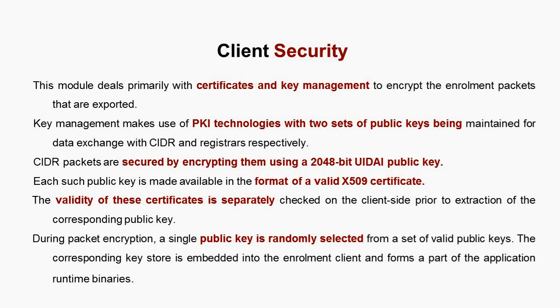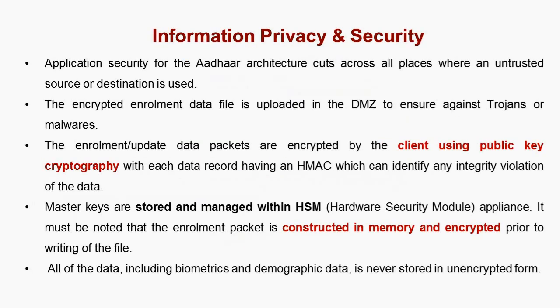respectively. CIDR packets are secured by encrypting them using a 2048-bit UIDAI public key. Each such public key is made available in the format of a valid X509 certificate. The validity of these certificates is separately checked on the client side prior to the extraction of the corresponding public key. During packet encryption, a single public key is randomly selected from a set of valid public keys. The corresponding key store is embedded into the enrollment client and forms a part of the application runtime binaries.